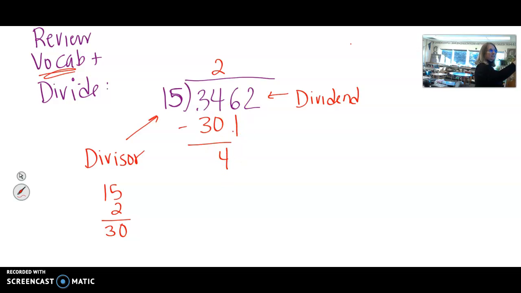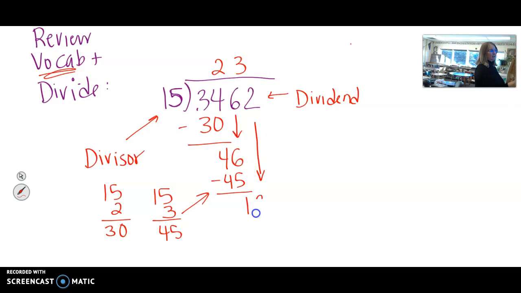And then we take this 6 and we bring that down. So then you go, okay, well, what do I have to multiply 15 by? How many times does 15 go into 46? And 15 times 3 is 45. So we're going to put the 3 here. We put the 45 here and we subtract. So 46 minus 45 is 1. Now we're going to bring that 2 down here.